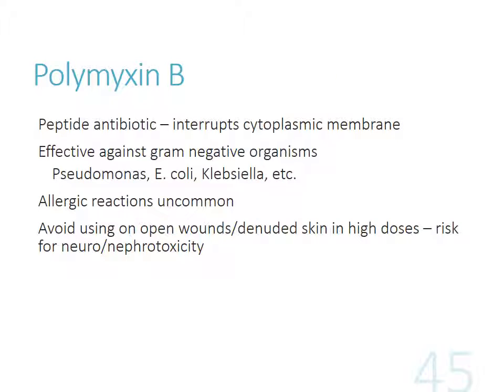Next, we'll have polymyxin B. We mentioned this previously. We talked about polymyxins as being very, very potent antibacterial agents, but what were some of the problems when we used it systemically? Ototoxicity, renal toxicity, and also CNS toxicity as well. So very, very nasty drugs when used systemically, but topically, they're fine because you don't really get a lot of systemic absorption.